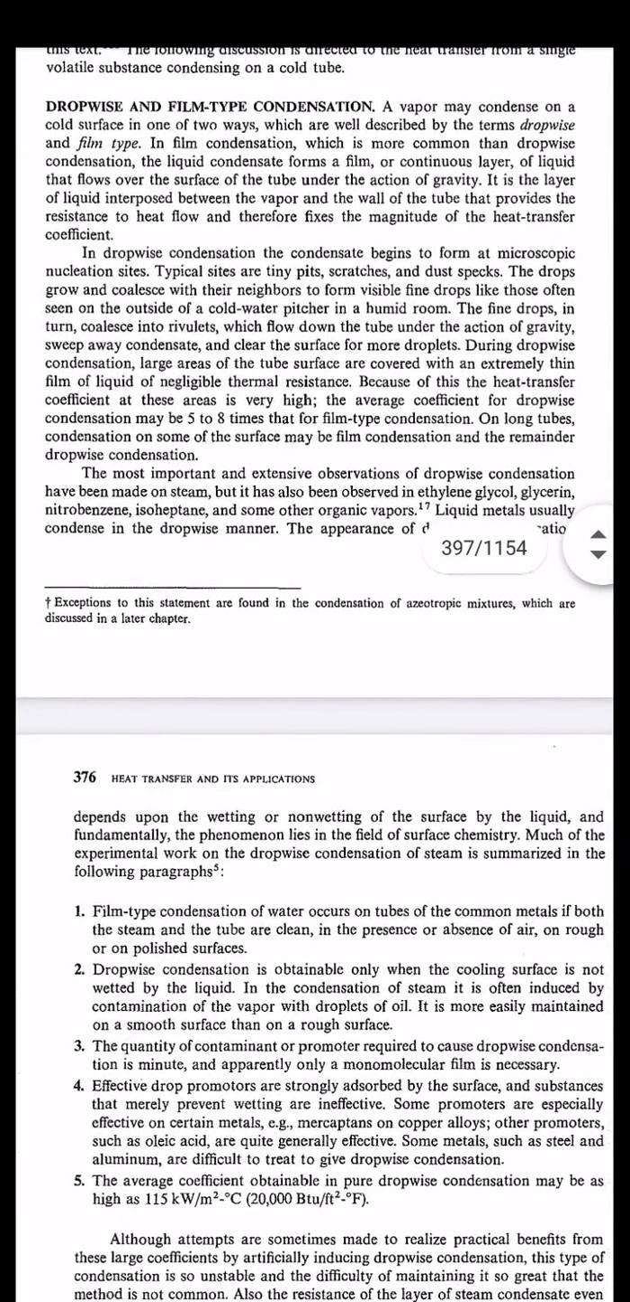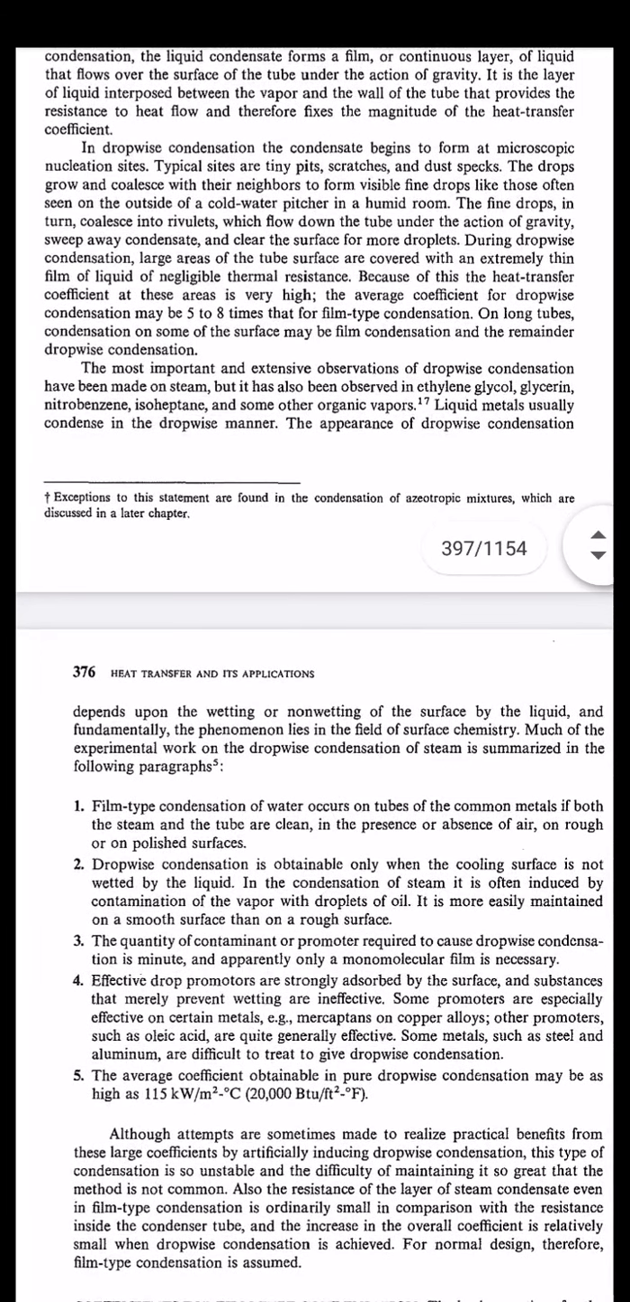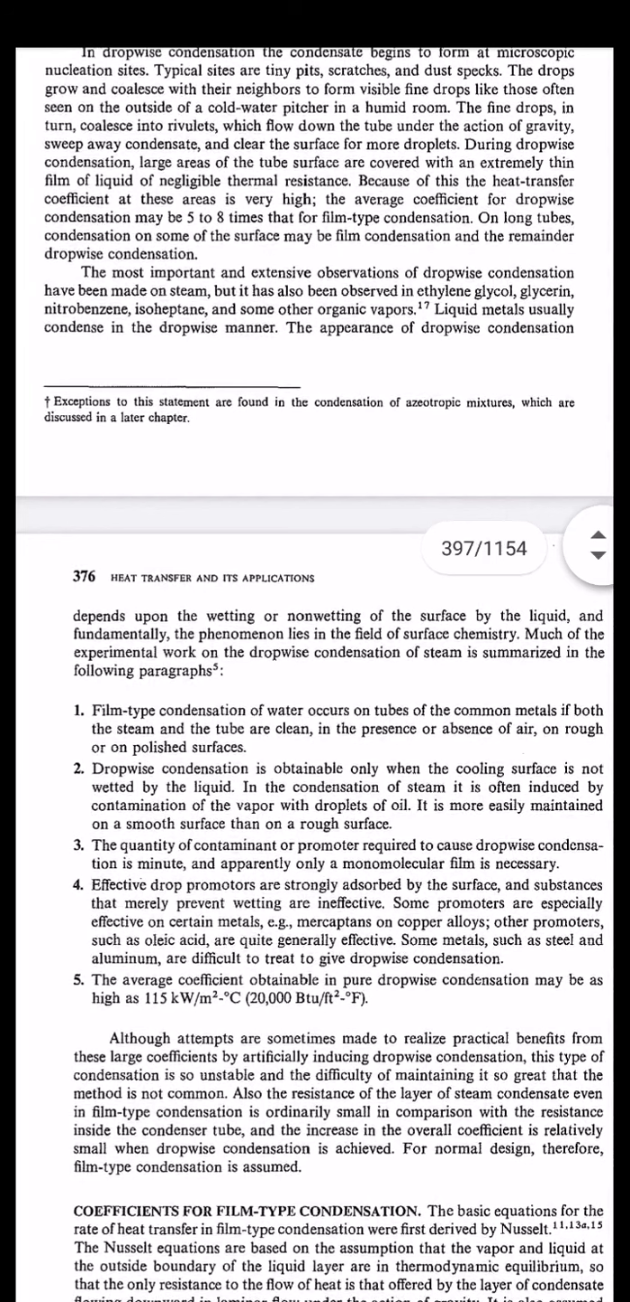Now it is very essential that filmwise condensation of water occurs on tubes of the common metals if both the steam and the tubes are clean, as I said earlier. Whereas dropwise condensation is obtainable only when the cooling surface is not wetted by the liquid. This line is very important. Dropwise condensation is obtainable only when the cooling surface is not wetted by the liquid. If it is wetted, then undoubtedly filmwise condensation will occur.